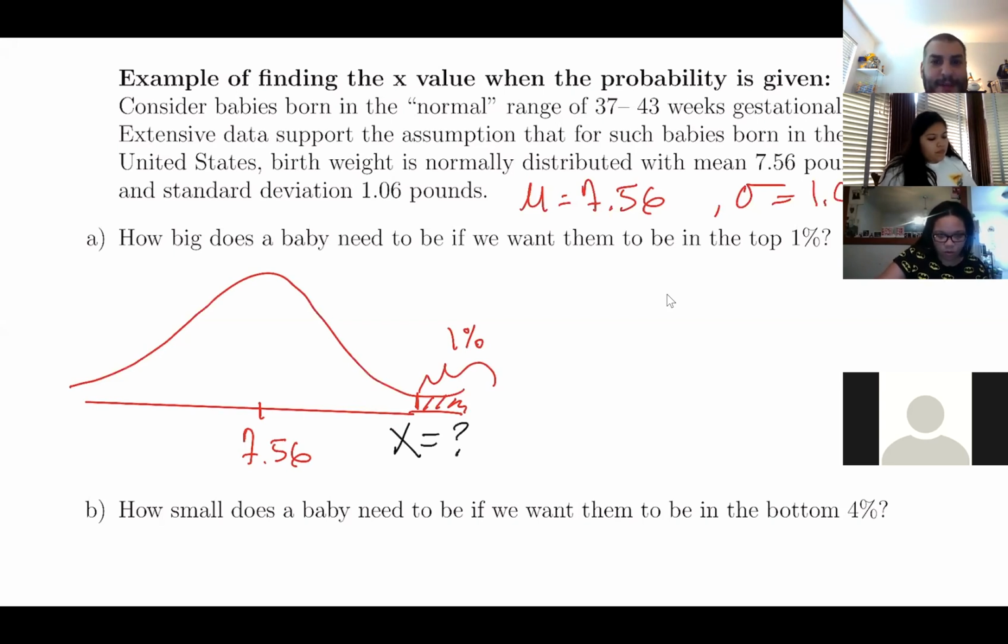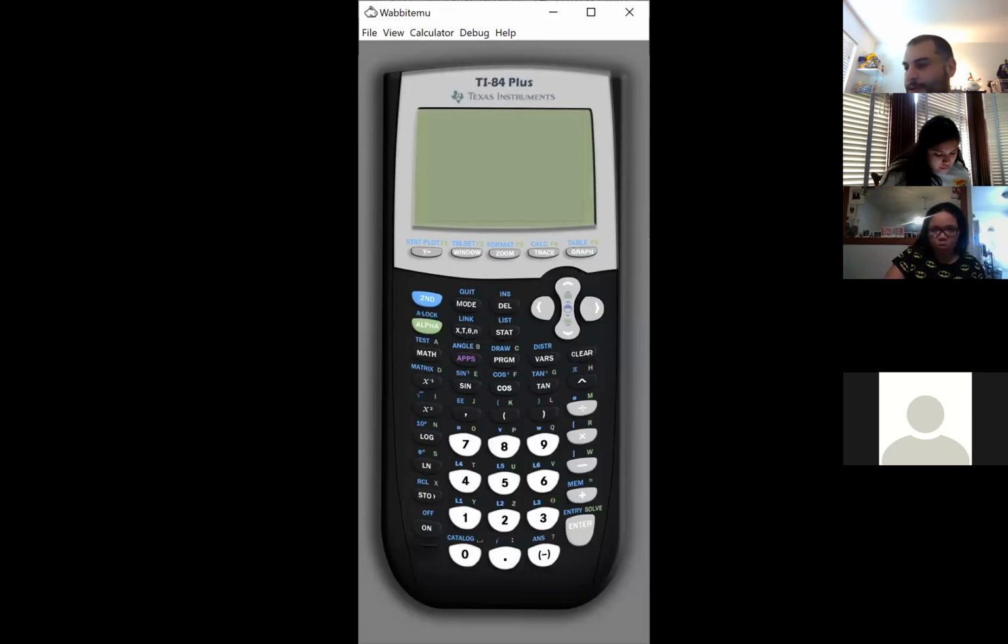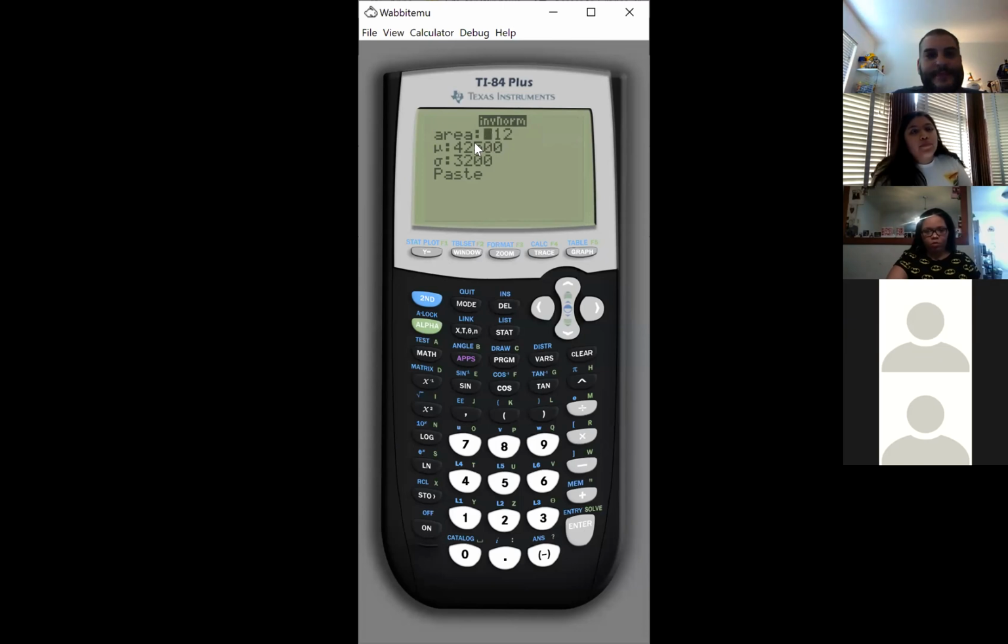For a change of pace, I'm going to do this using the TI-83 or 84 calculator, so that those students don't feel left out. We'll press second, vars. We'll do invNorm. If you look at the area, since I want the top 1%, what percentage should it be for the left side? 0.99. So you put 0.99.